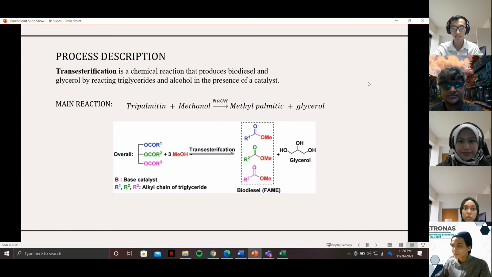For process description, first of all, the reaction that occurs in the biodiesel production that we use is transesterification. Transesterification is a chemical reaction that involves the reaction of triglyceride and alcohol in the presence of catalyst, which in our case is tripalmitin, methanol, and sodium hydroxide. There are 2 reactions that will occur, as you can see on the slide. One is the main reaction that involves the production of methyl palmitate and glycerol by consumption of tripalmitin and methanol. Next slide.